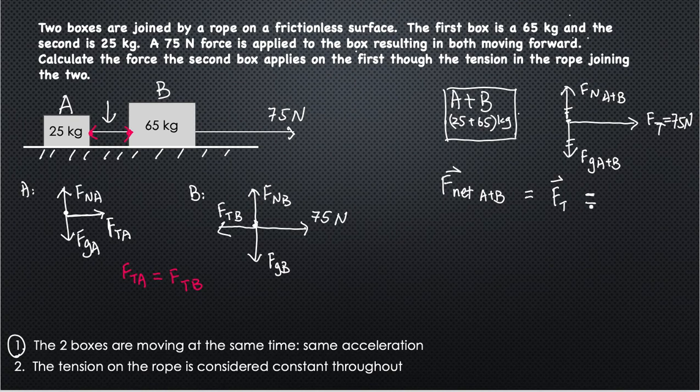According to Newton's second law, the net force will equal the mass of the two boxes combined multiplied by the acceleration. But keep in mind that this acceleration is the acceleration for A, for B individually, as well as the acceleration for A and B combined. So we can immediately calculate the acceleration, which equals 75 newtons divided by 90 kilograms.